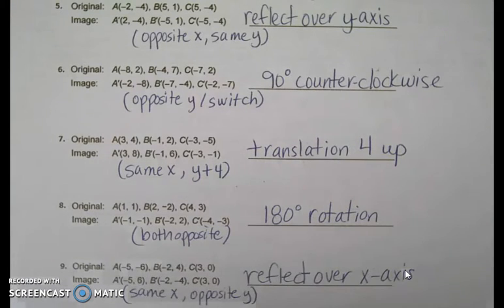And number 9, A, -5, -6, A prime, -5, 6. So x is staying the same, but y is going to its opposite. -2, 4, -2, -4. Again, same x, opposite y. 3, 0, 3, 0. We have to assume that is opposite because the other 2 points were same x, opposite y. Again, remembering that 0 is not positive or negative. So this would be a reflection over the x-axis.